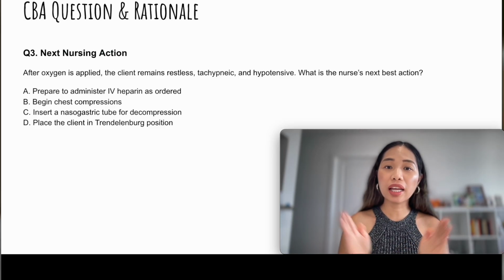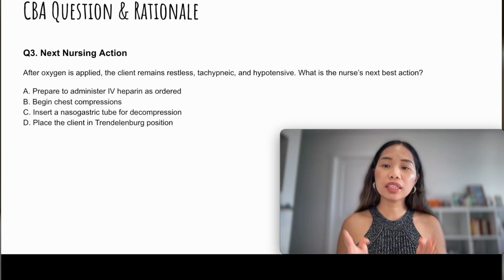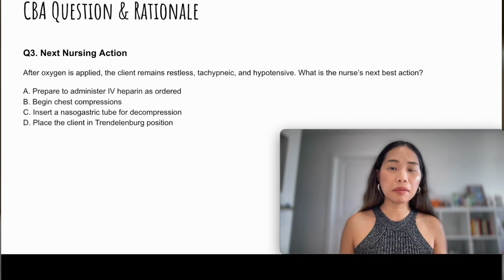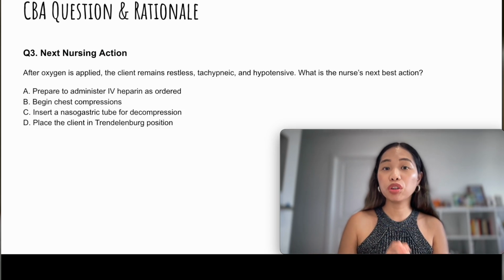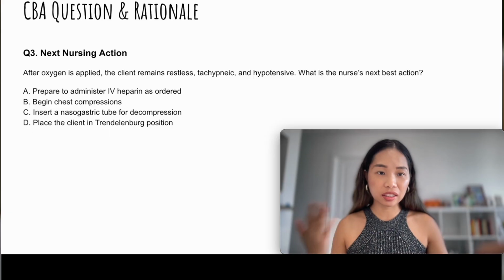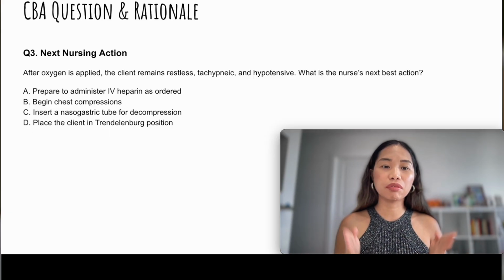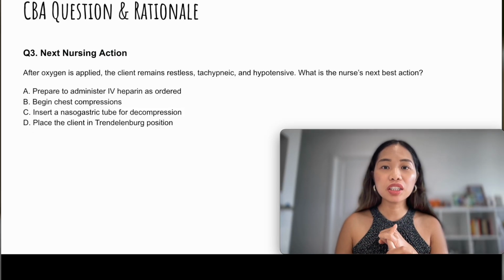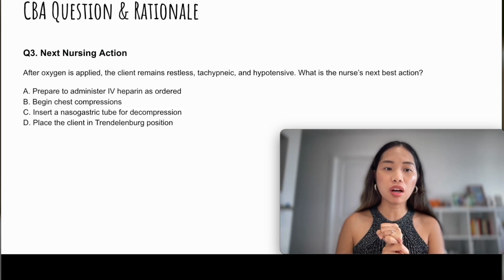For this question, again, we're doing an unfolding case scenario, right? The question is telling you that you have already applied oxygen, but the patient is still having all the symptoms. Now, what do you need to do next? Basically, that is the question. So notice how the sequencing here is very important. First, you have stabilized your patient, right? You have stabilized your patient with oxygen.